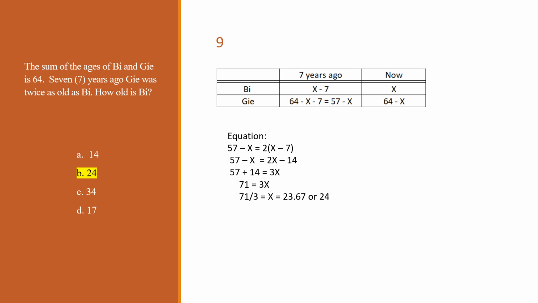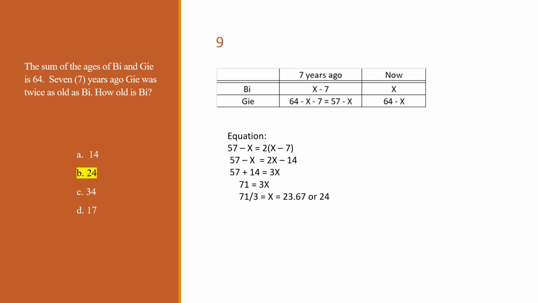And given that 7 years ago, G was twice as old as B, we adjust the ages of B and G 7 years ago. B becomes X minus 7 and G becomes 64 minus X minus 7, or equal to 57 minus X. Then the equation from the given that 7 years ago G was twice as old as B gives us the equation 57 minus X equal to 2 times (X minus 7).